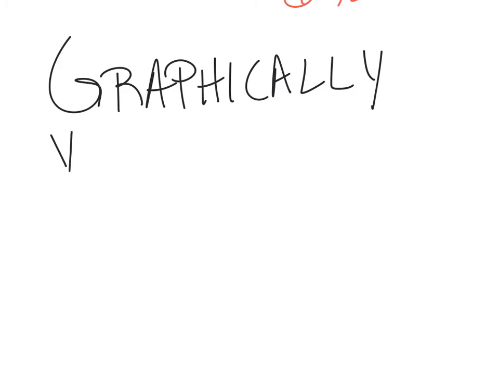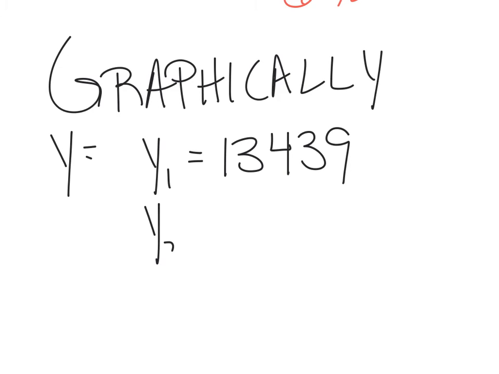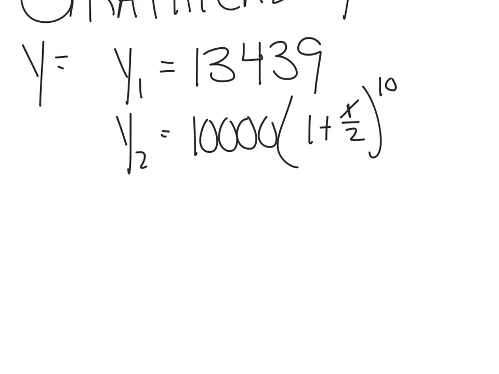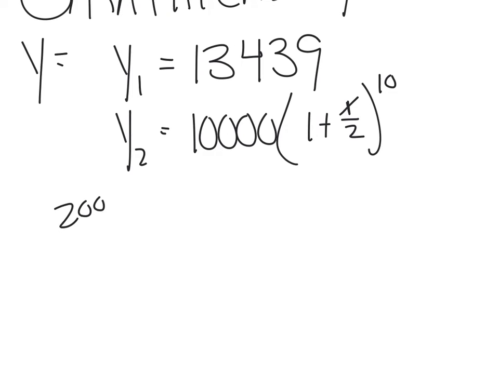What that means is, hit your y equals, and in y1 we need to put the left side of the equation, so 13,439. In y2 we need to put the right side of the equation: 10,001 plus, we're going to use x over 2 raised to the 10th power. Okay, we're going to start on zoom 6. That's our standard 10 by 10 window. Hopefully you don't see anything.